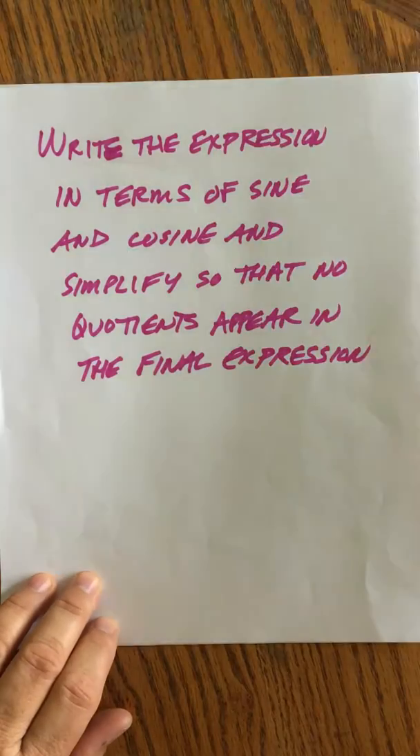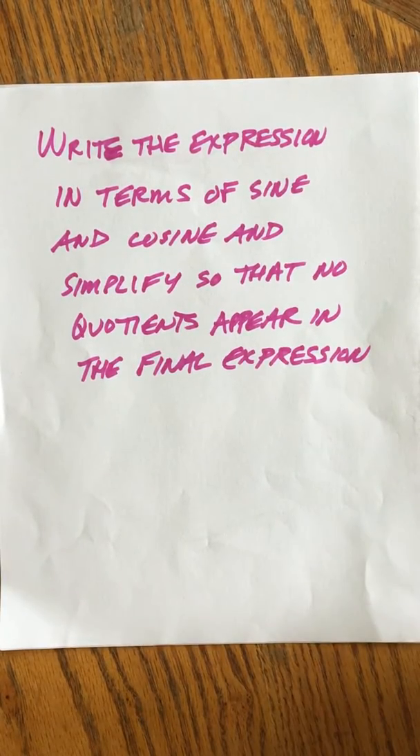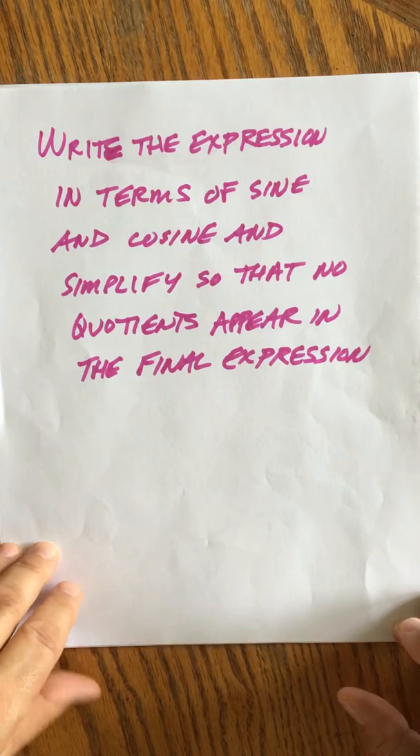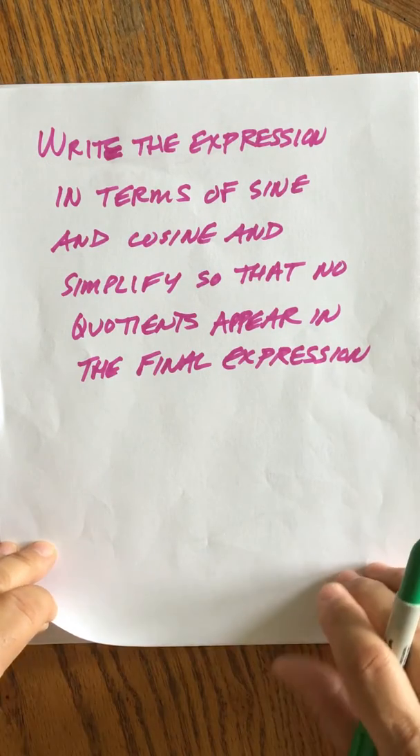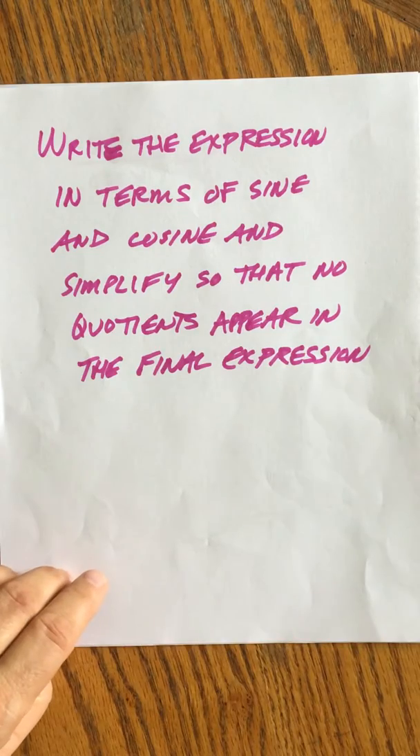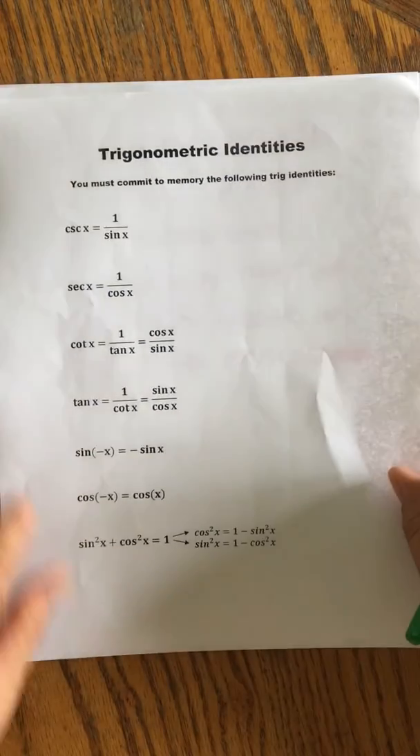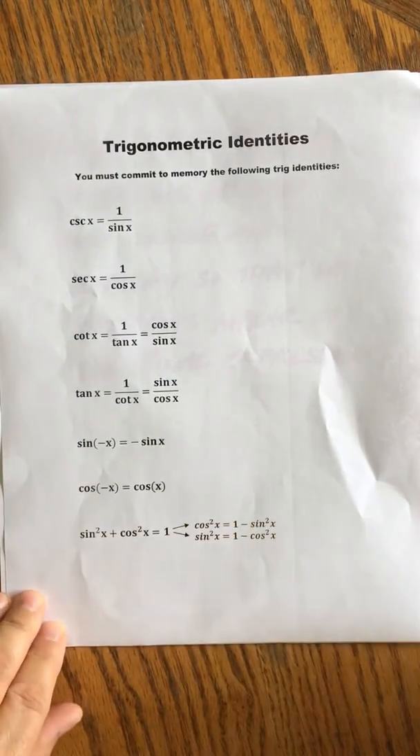A lot of times what you'll be given are these kind of directions, something like write the expression in terms of sine and cosine, and then simplify so that there's no quotients that appear in the final expression, so you don't have something in the denominator, if it's possible, that kind of thing. Now, I am going to mention that these are the trigonometric identities you should absolutely know. You should really commit these to memory.